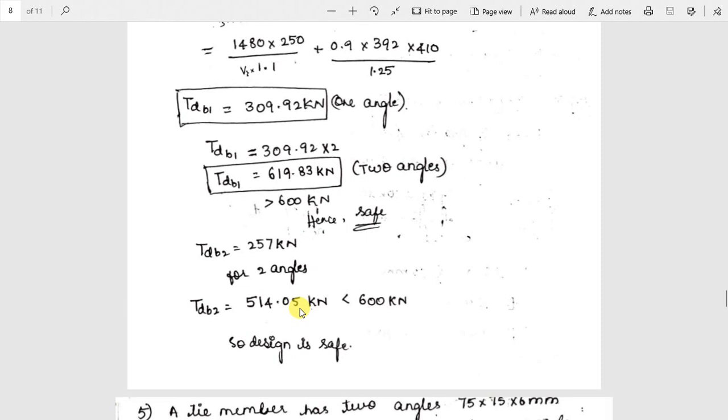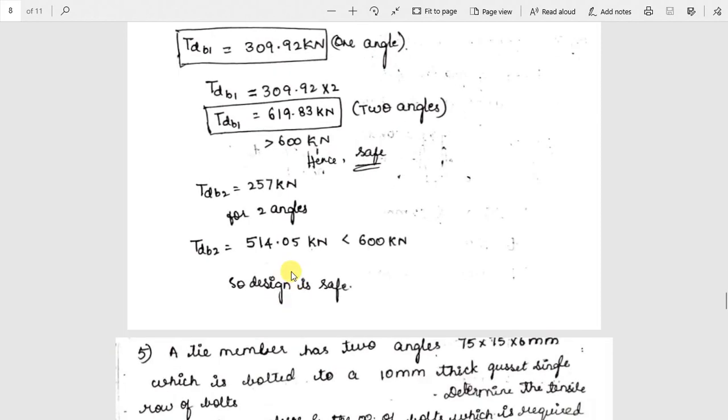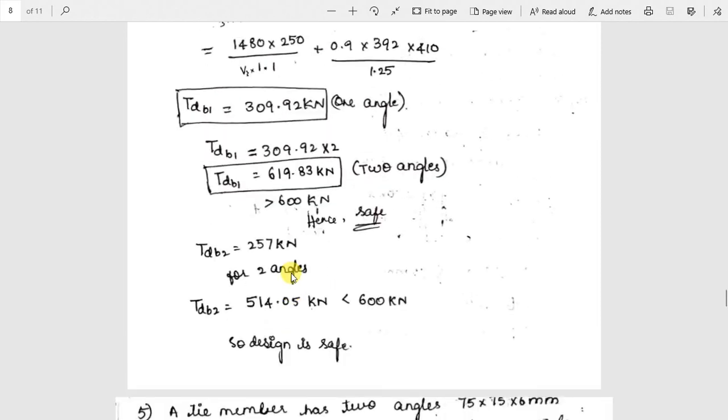If it is failing, you have to redesign with an angle of more area. That means you have to choose an angle section whose gross cross-sectional area should be more than the one provided now. So cross check this value. If it is greater than 600, well and good, or else you have to revise this section, choosing an angle section whose area is more than the one provided right now.